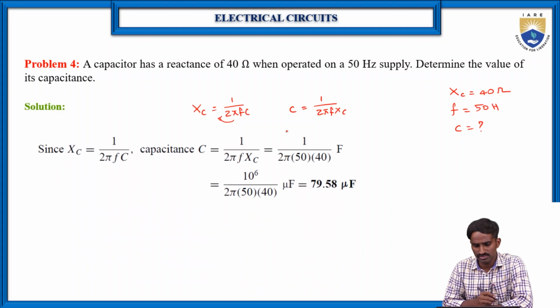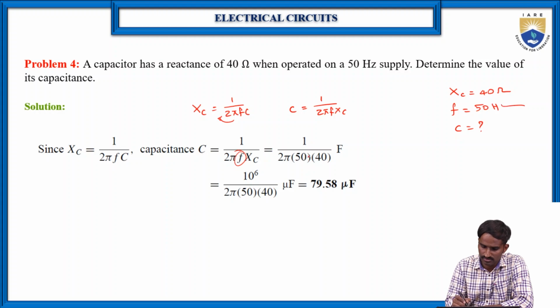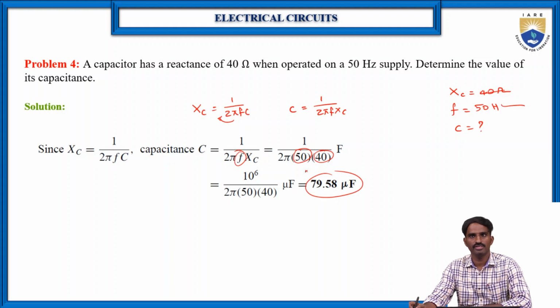Then substitute the values here. 1 by 2 pi into F, the value that they have given here is 50 Hz, so 50, and the Xc value that they have given is 40. So substitute the 40, then you will get the capacitance value. The capacitance here is 79.58 microfarads. So this is the problem 4.